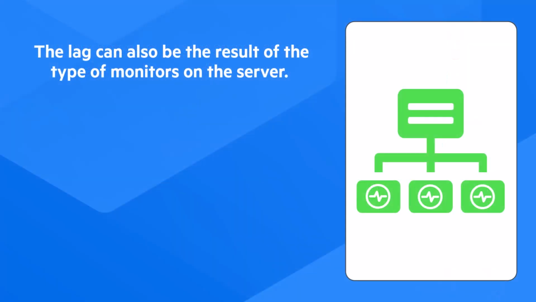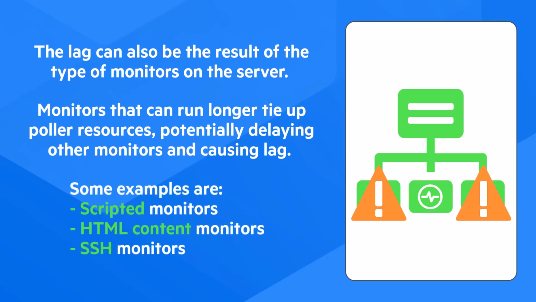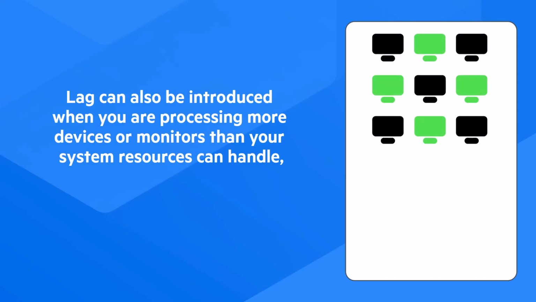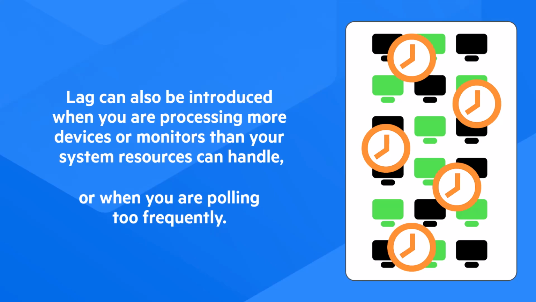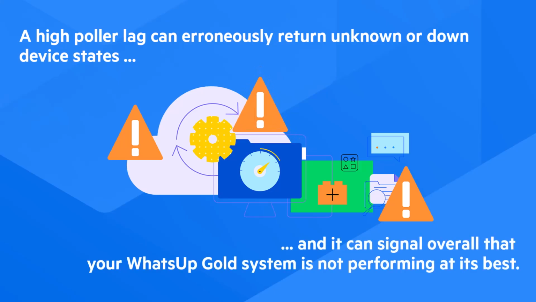The lag can also be the result of the type of monitors on the server. Monitors that can run longer tie up poller resources, potentially delaying other monitors and causing lag. Some examples are scripted monitors, HTML content monitors, and SSH monitors. Lag can also be introduced when you are processing more devices or monitors than your system resources can handle, or when you are polling too frequently. A high poller lag can erroneously return unknown or down device states, and it can signal overall that your WhatsUp Gold system is not performing at its best.